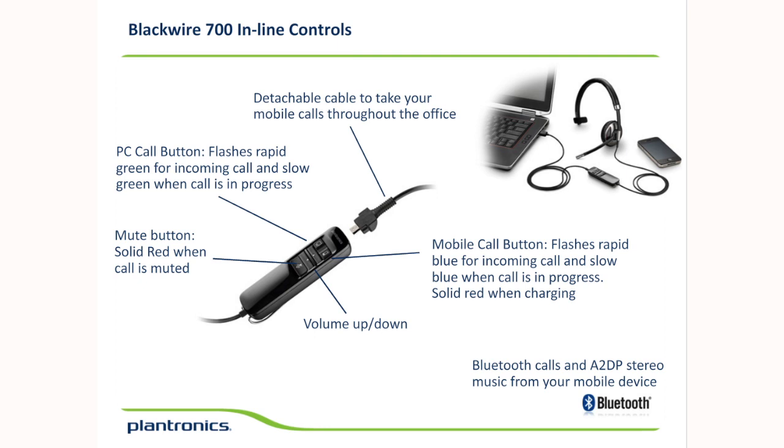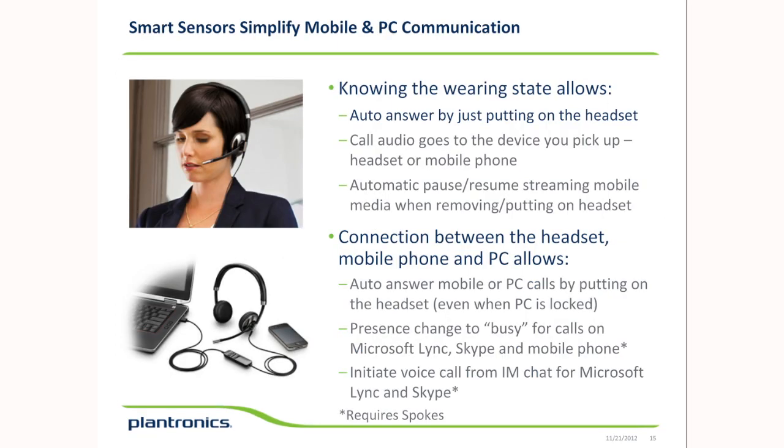The headset also has several buttons that allow you to answer and end PC calls as well as your mobile calls, and mute and adjust the volume. I mentioned that this headset has sensors. So the sensors actually tell the headset when it's on the user's head and when it's not, and allows us to have some really cool, helpful features. So one of the things is you can automatically answer either a PC or a mobile call simply by putting the headset on your head, just like the Voyager Legend.